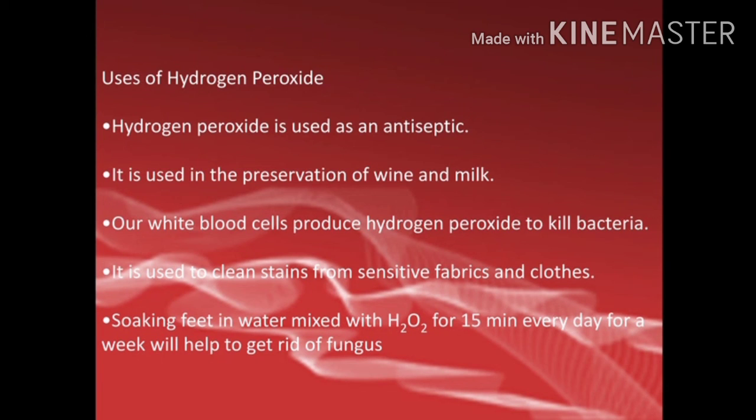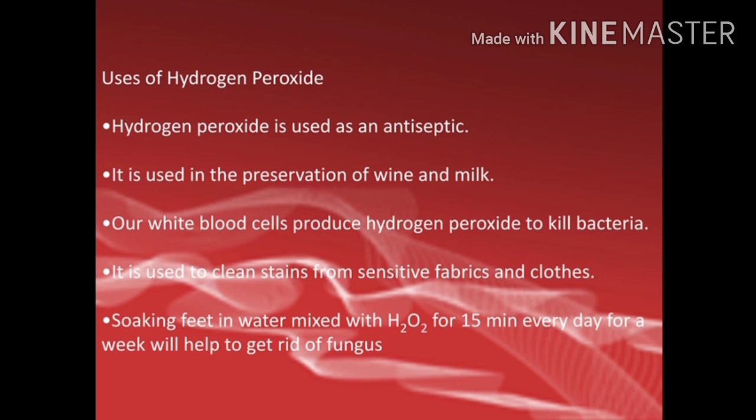Next topic is uses of hydrogen peroxide. The oxidizing ability of hydrogen peroxide and the harmless nature of its products, that is water and oxygen, lead to its many applications. Now we are going to see some of the applications of hydrogen peroxide. Actually, hydrogen peroxide is used as an antiseptic and it is also used in the preservation of wine and milk.